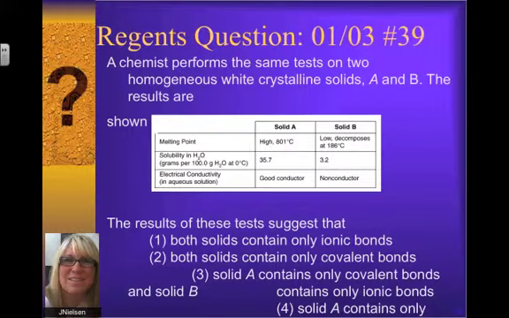So, both solids contain only ionic bonds? No. Both solids contain covalent bonds? No. Solid A contains covalent? No. Or 4, solid A contains only, this is missing, it says ionic bonds. I don't know why this check mark is here. I think this slide is a little off, but A is definitely ionic and B is covalent.